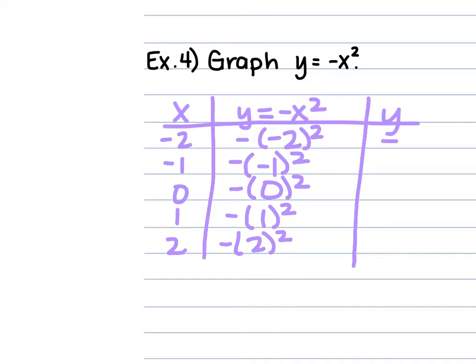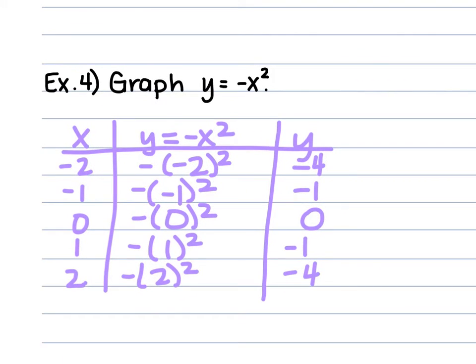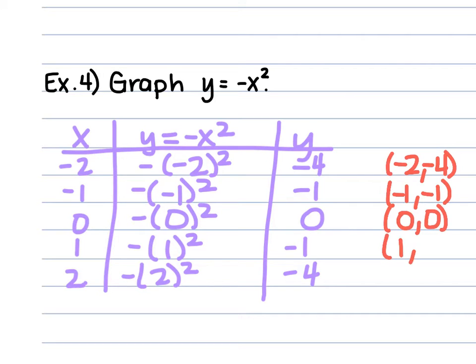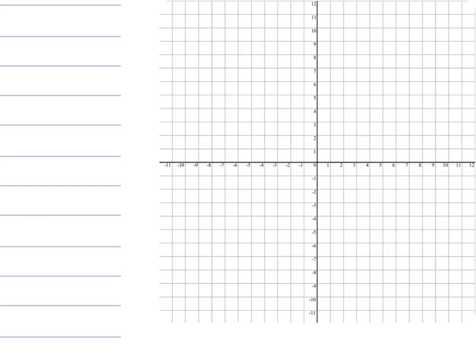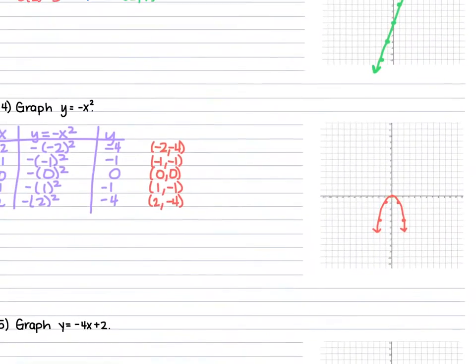So this is going to give me -4, -1, 0, -1, and -4. So again, I have ordered pairs of -2, -4, -1, -1, 0, 0, 1, -1, and 2, -4. So plotting these, -2, -4 is here, -1, -1 is here, 0, 0, 1, -1, and 2, -4. So then I draw my line through those points, make my arrows, and then we're done.